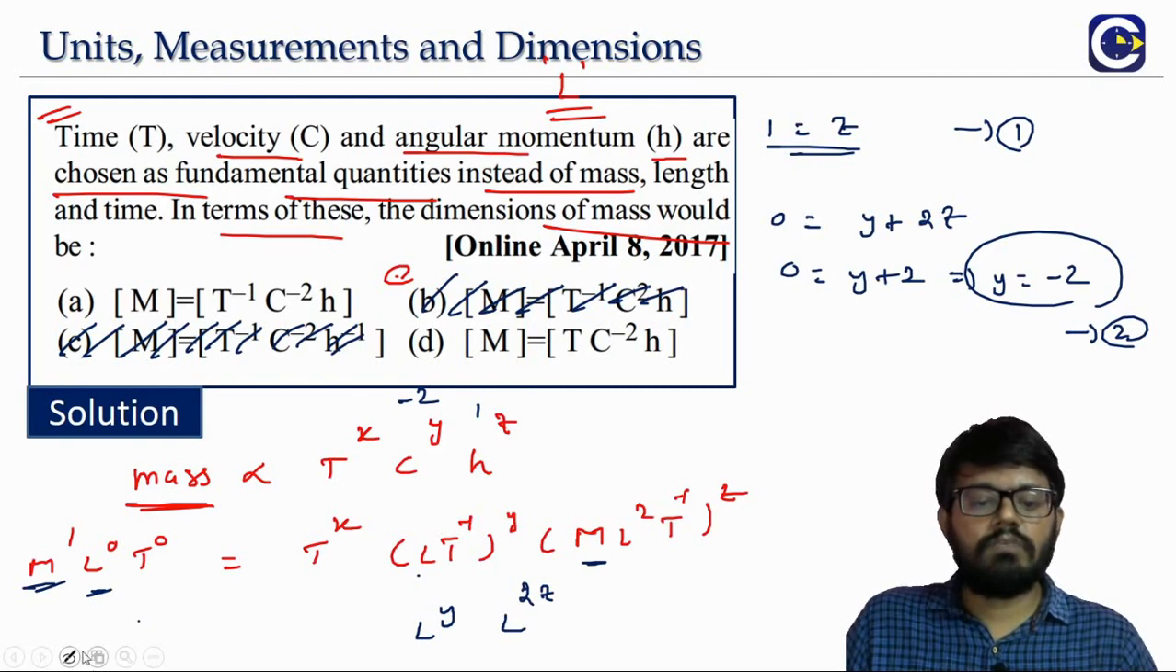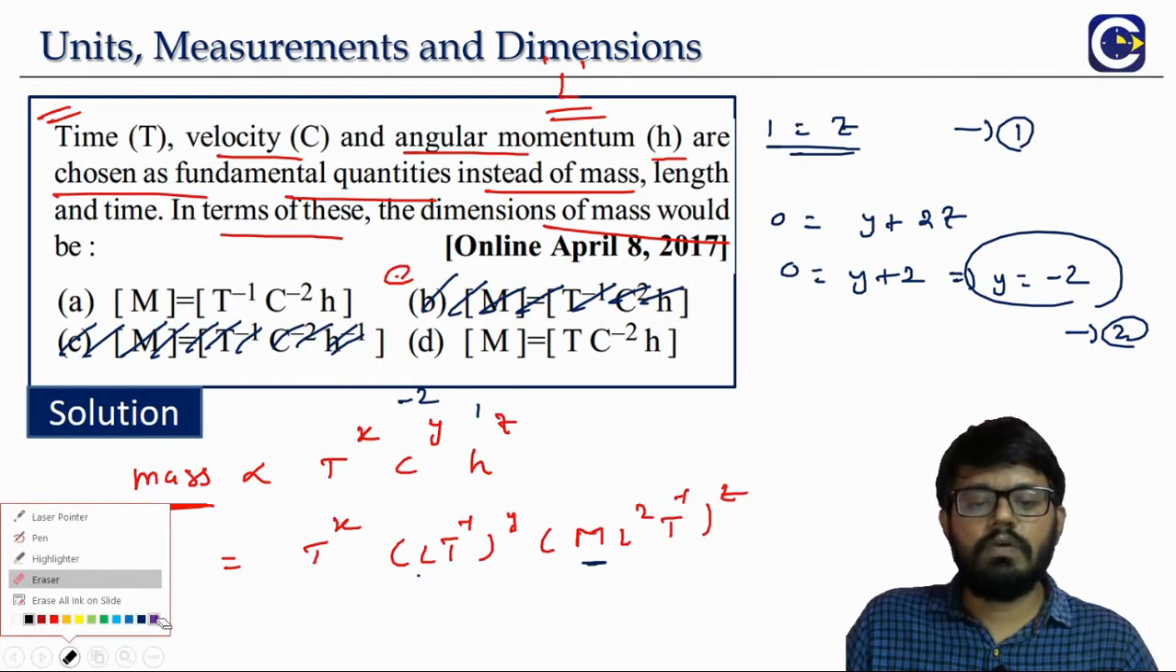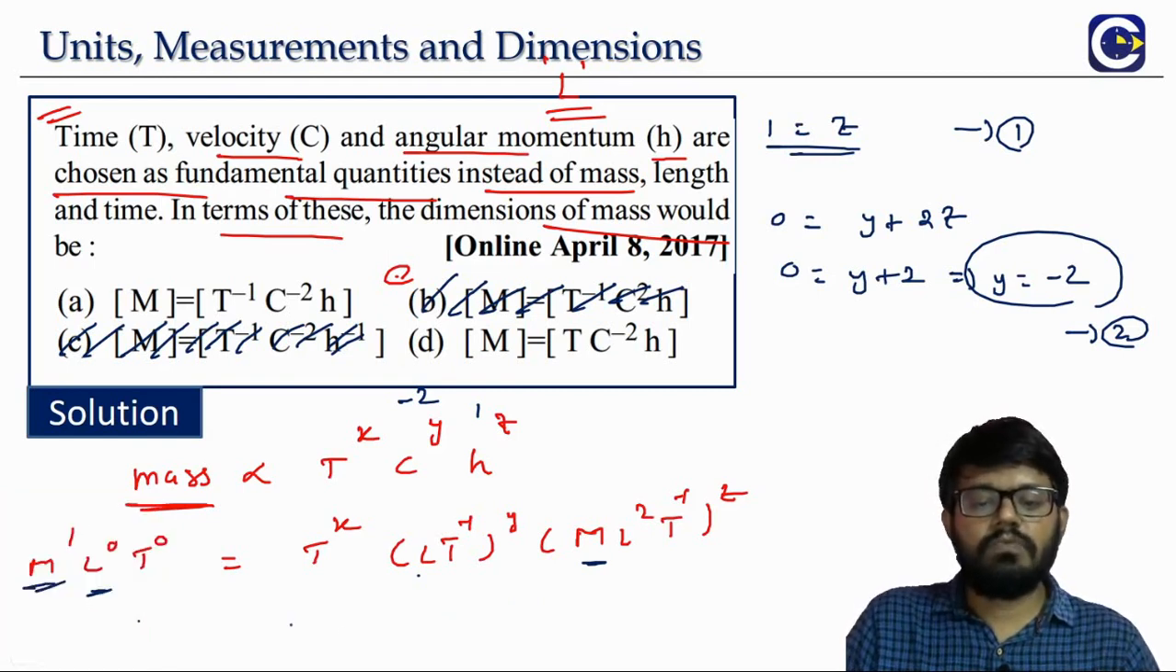So the last is the power of t. We have to equate the power of t, and then we will be able to conclude the answer. So see, what is the power of t? Left side it is 0. Right side, T^-1 whole power y means minus y. T^x means x. T^-1 whole power z means minus z.